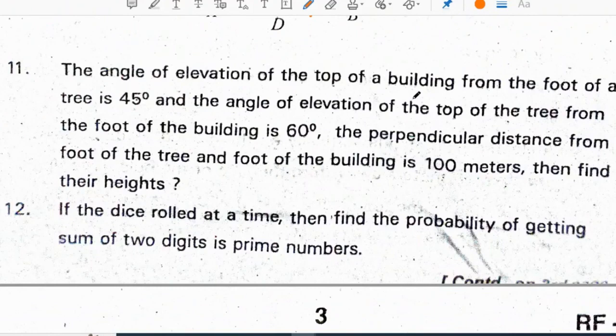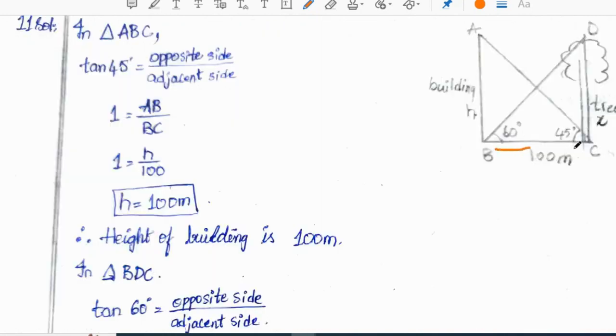The angle of elevation of the top of a building from the foot of a tree is 45 degrees and the angle of elevation of the top of the tree from the foot of the building is 60. The distance between the foot of the tree and foot of the building is 100 meters. Then find the heights. The distance between the tree and building is 100 meters, which is given. So we need to find height of the building and height of the tree. So tan 45 in this triangle ABC, tan 45 is equal to opposite by adjacent. So opposite is AB, adjacent is 100, therefore height of the building will become 100 meters.